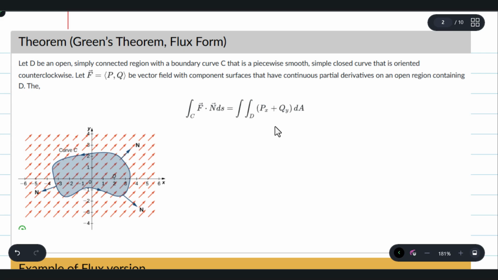The double integral is like the total rate of change of your vector valued functions within the area of the region. You can interpret this flux form as telling you that if you want to know the total amount of change within the region, it's equal to just counting out where the vectors are going along the border of the region.